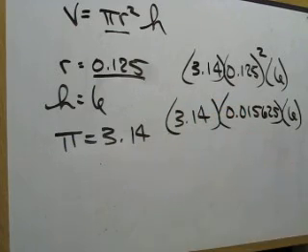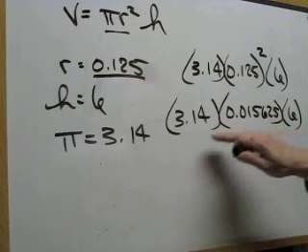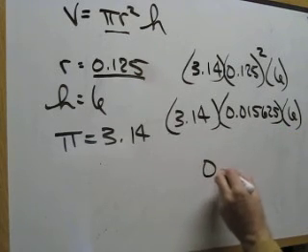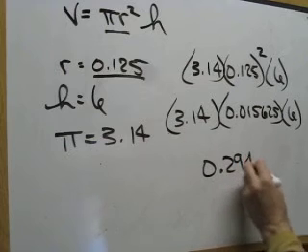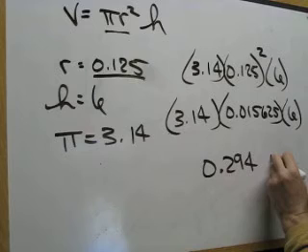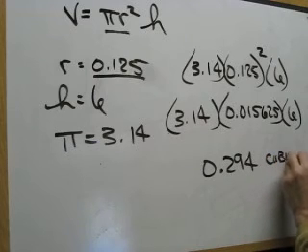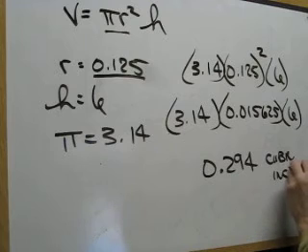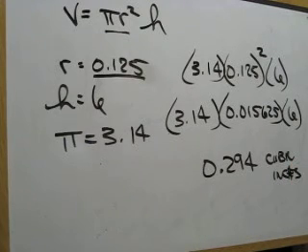It does not matter what order you multiply these in, as long as you multiply all 3 of them. So you multiply those together and you get 0.294, and you get cubic inches. You get cubic inches because you're dealing with volume. Volume always is in cubes because there are 3 dimensions to volume: a length, a width, and a height.